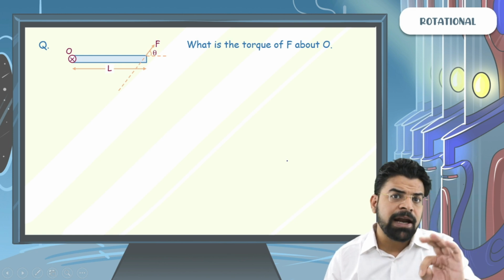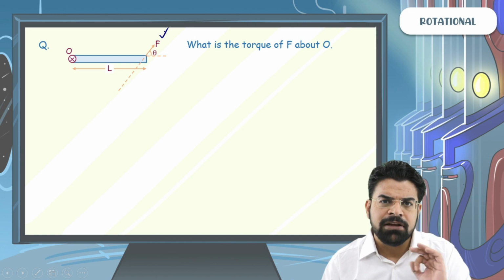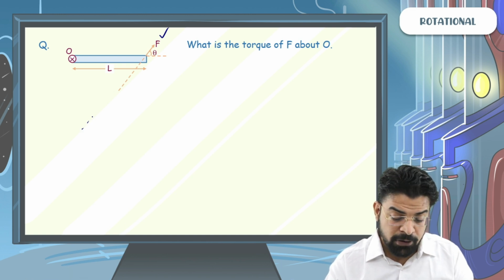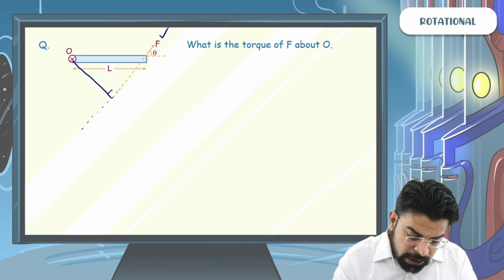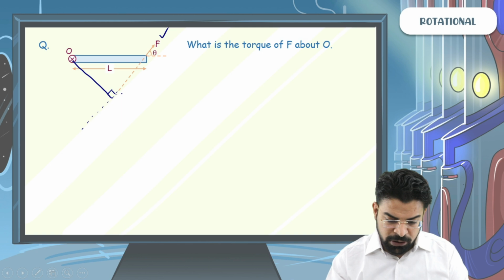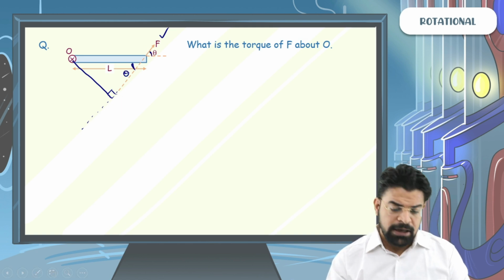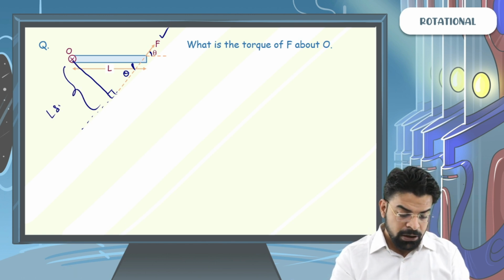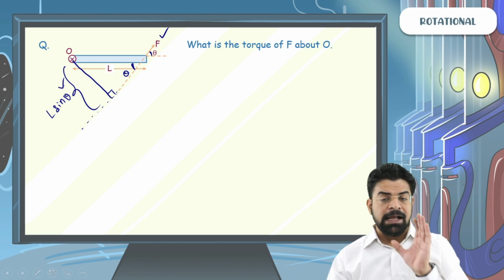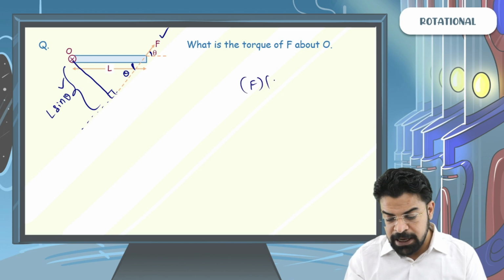We can even write torque as force times length perpendicular. Sir, how do we take the length perpendicular? Extend the line of action of force. Then, drop a perpendicular and find the length of that perpendicular. So, if this angle is theta, this angle will also be theta. So the length of the perpendicular will be nothing but L sin theta. Since the length of perpendicular is L sin theta, we can write the torque of the same force about O as force times length perpendicular. So see, you again got FL sin theta.